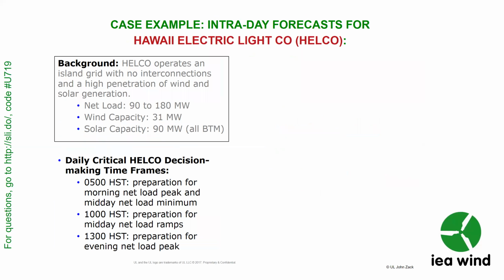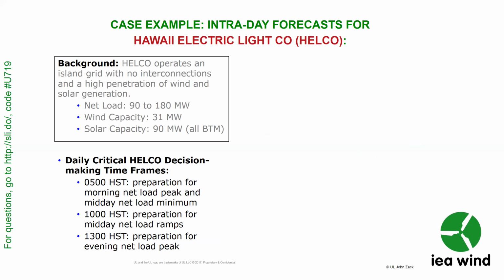To give you an example here, I'm going to talk about a forecast solution for the Hawaii Electric Light Company on the Big Island of Hawaii, referred to as HELCO. They have a system with about 90 to 180 megawatts of net load from minimum to maximum, from morning to evening, and fairly high penetration of renewable energy: wind capacity of 31 megawatts split between two wind farms on the northern and southern tips of the island, and solar capacity, pretty much all behind the meter distributed, of about 90 megawatts. So you can see the penetration level of wind and solar is quite high. They have to deal with the variability. They're on an island grid system. There are no interconnections, so you can't call for help. You have to deal with the variability with the resources you have available.